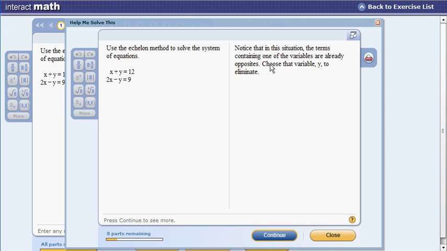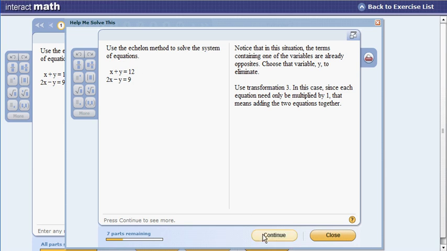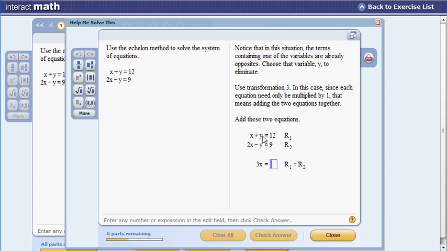And so they tell me to choose that variable, y, to eliminate. Notice that the coefficients of the y's are opposites. That's what I want to get. And so they're telling me eliminate y. So I'm going to use the transformation 3, which is adding two rows together to make a new row. In this case, they say since each equation needs to only be multiplied by 1, that means adding the two equations together. So they say add these two equations together.